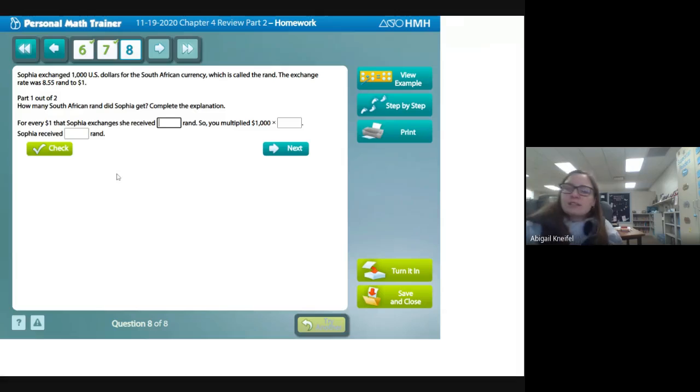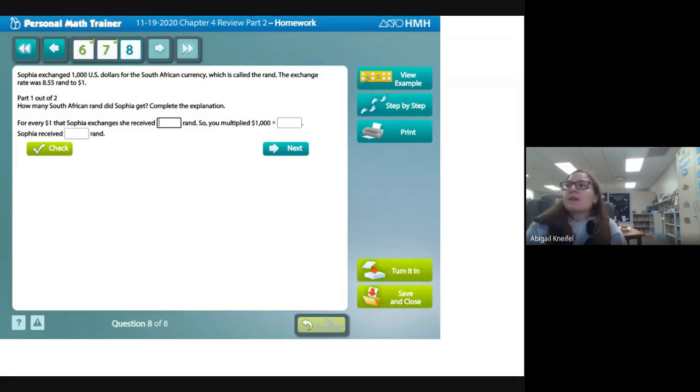All right, let's try to get this last one done. Sophia exchanged 1,000 US dollars for South African currency, which is called the rand. The exchange was 8.55 rand to $1, okay? So for every dollar, you get 8.55 rand. How many South African rand did Sophia get?